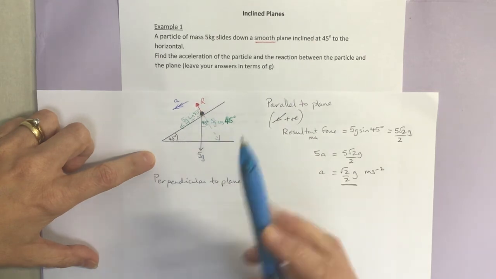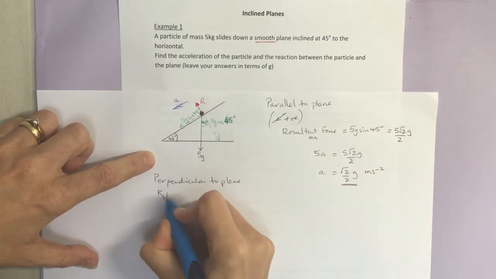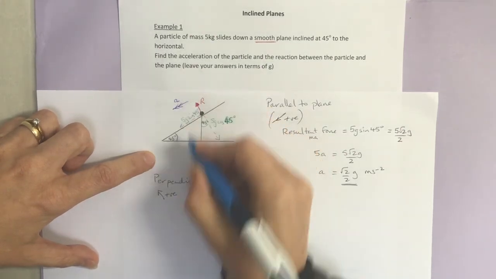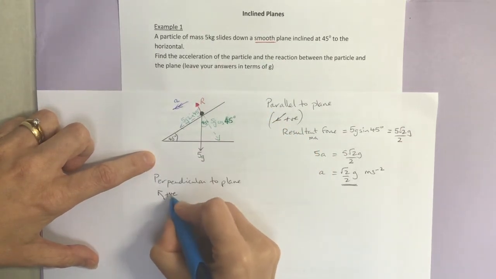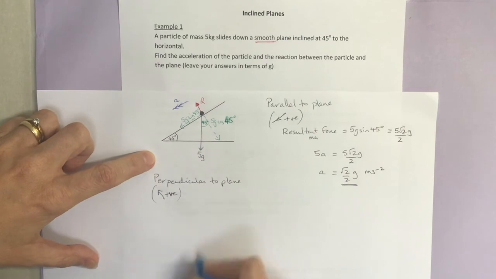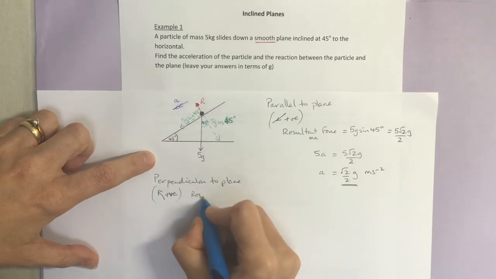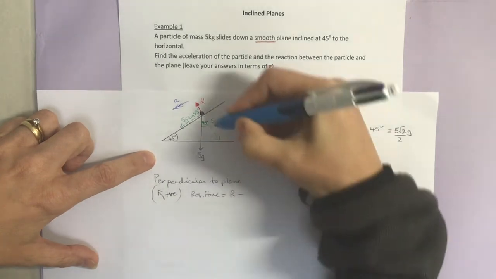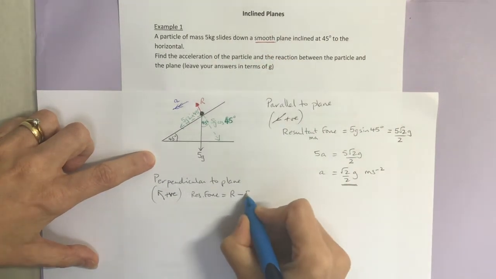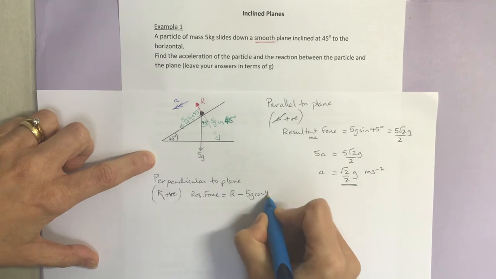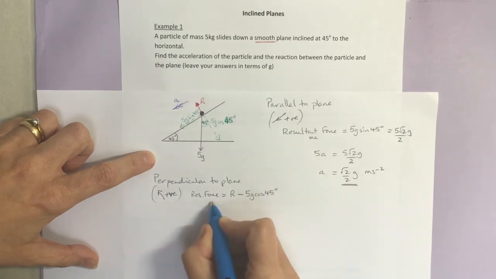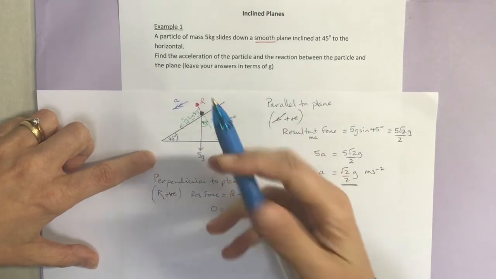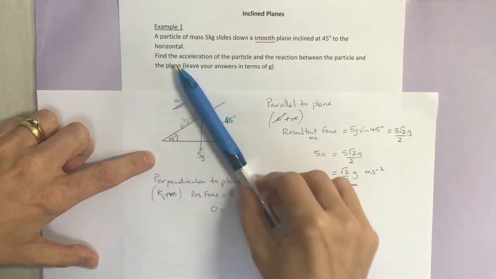Okay, so let's just make a decision. I'm going to take up away from the plane, perpendicular to the plane in the upwards direction as positive. So that's going to give me my resultant force is equal to R in the positive direction minus 5g cos 45 in the negative direction. Resultant force here is 0 because there's nothing happening perpendicular to the plane. There's no motion this way.